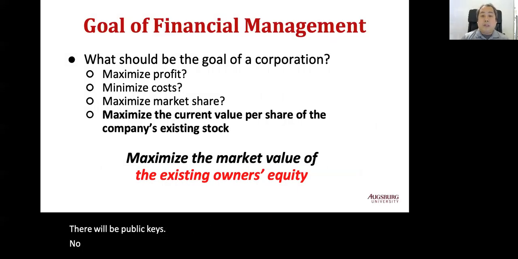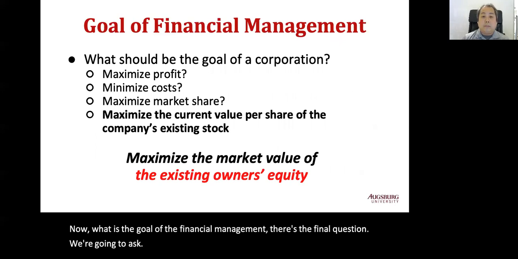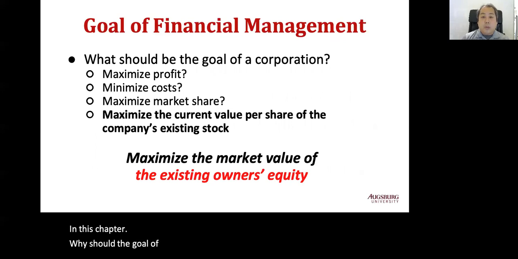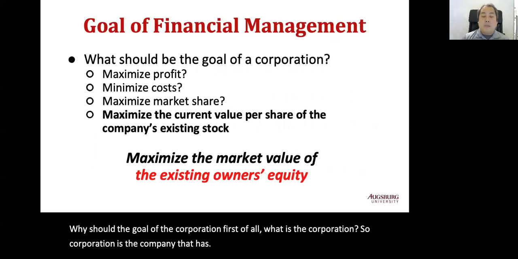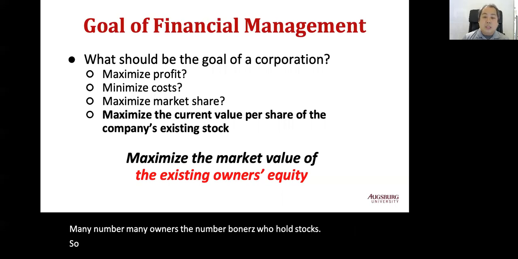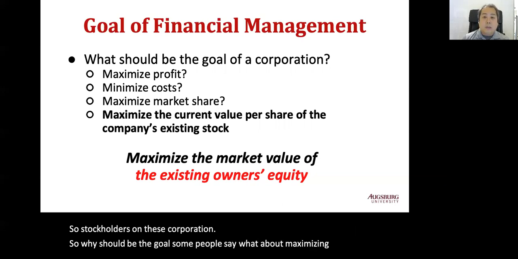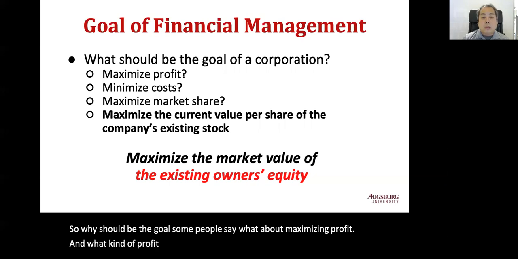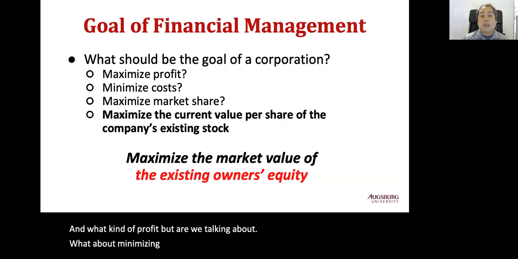Now, what is the goal of financial management? That's the final question we're going to ask in this chapter. What should be the goal of the corporation? First of all, what is a corporation? A corporation is a company that has many owners, a number of owners who hold stocks. So stockholders own this corporation. So what should be the goal? Some people say, what about maximizing profit? I mean, what type of profit are we talking about? What about minimizing costs? Why do you have to minimize costs? Or maximizing market share? Again, why?